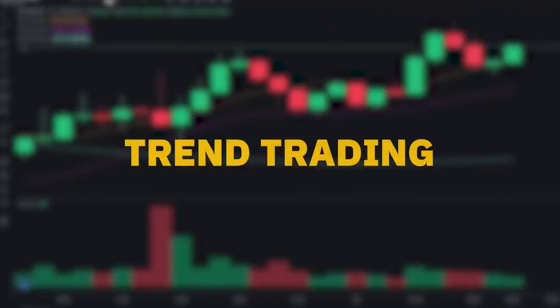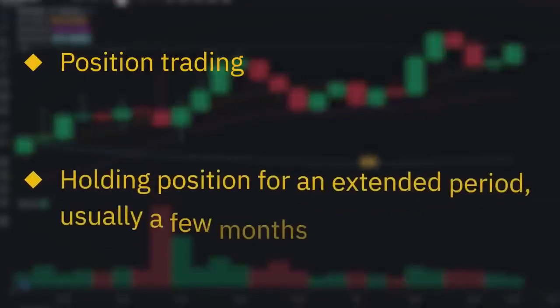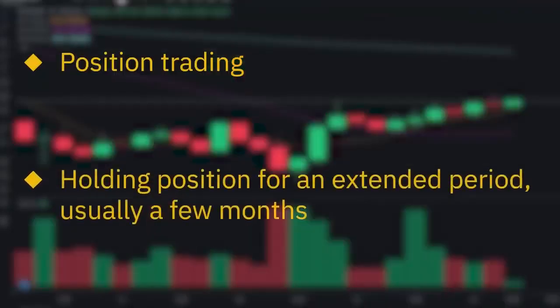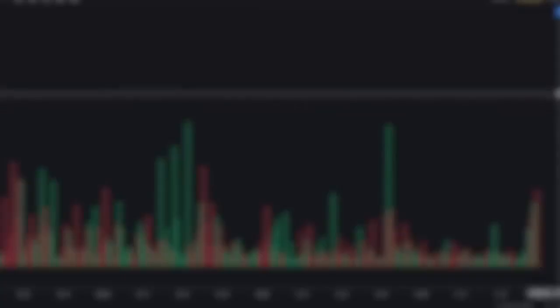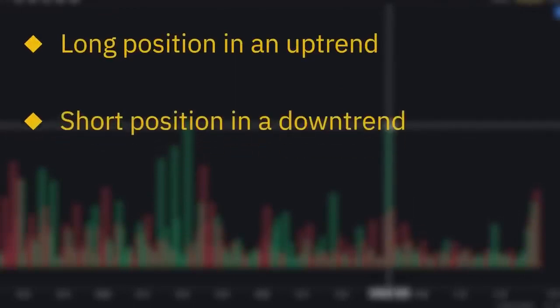The next active trading strategy we'll be covering is trend trading. Trend trading is also referred to as position trading. This strategy involves holding positions for more extended periods of time, usually at least a few months. Trend trading takes advantage of directional trends. Traders using this strategy may enter a long position in an uptrend and a short position in a downtrend. Trend trading typically uses fundamental analysis because it considers events that may take a long time to play out. These events are what trend traders take advantage of.